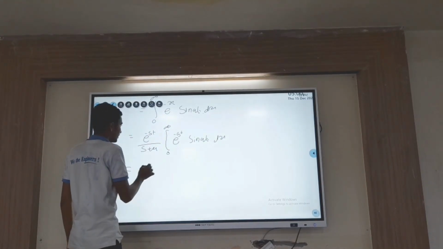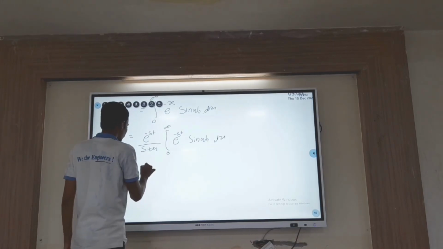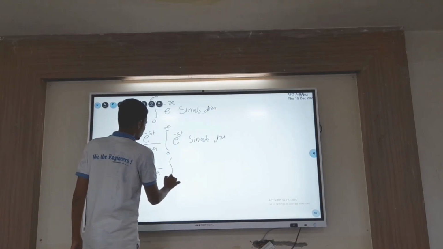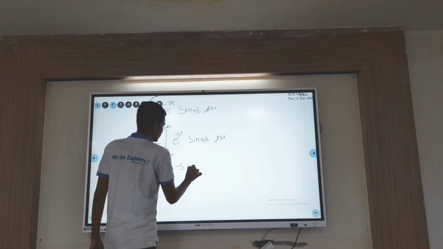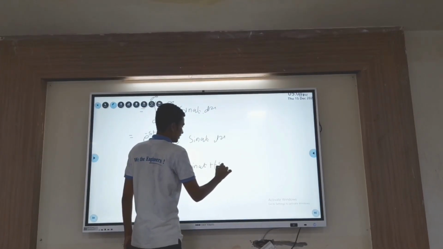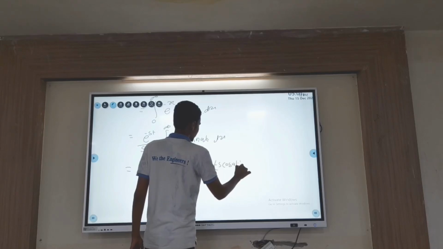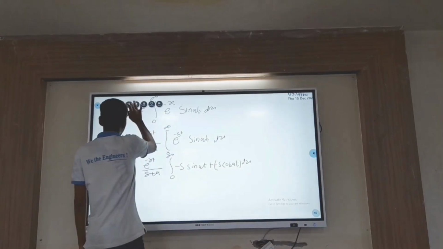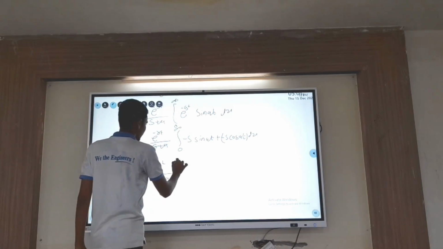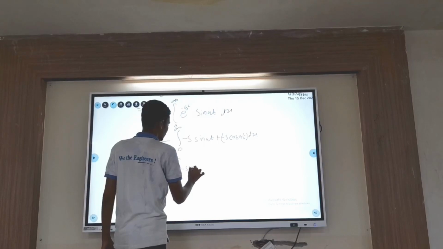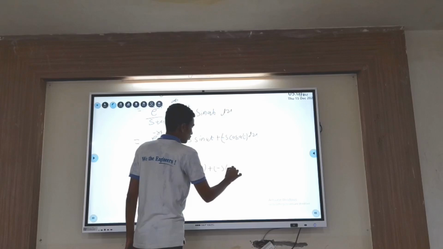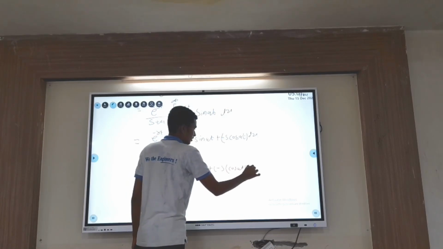So here we apply the Laplace transform and we get e raised to minus st upon s squared plus a squared, from 0 to infinity, in the bracket minus s into sin at minus a cos at, dt.